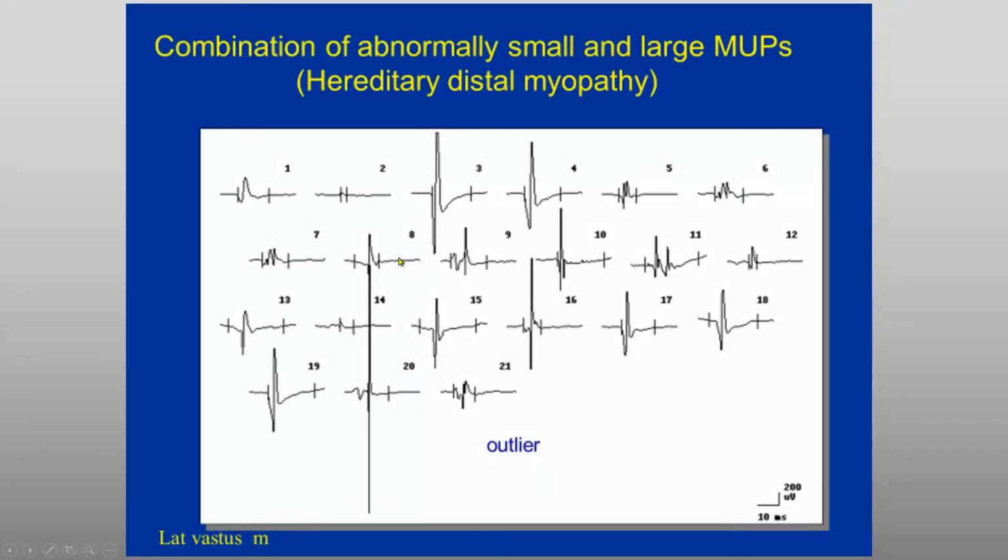Here is such an example from a myopathy where we have some small, maybe polyphasic motor units, but also these exceptionally high amplitudes with very short duration. Earlier this has been interpreted as neurogenic, but it is not. This is typically myopathic.